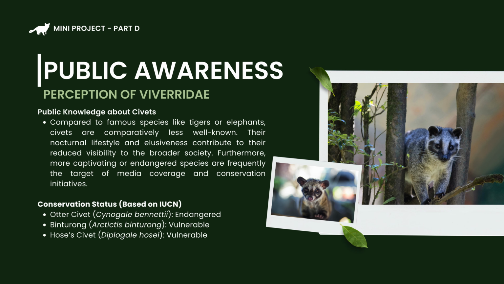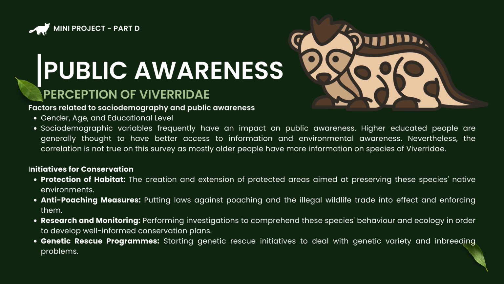Public awareness and perception of Viverridae. Compared to famous species like tigers or elephants, civets are comparatively less well known. Their nocturnal lifestyle and elusiveness contribute to their reduced visibility to the broader society. Their conservation status, based on the IUCN: the otter civet is endangered, and binturong and Jose civet are both vulnerable currently. Factors related to sociodemography and public awareness.